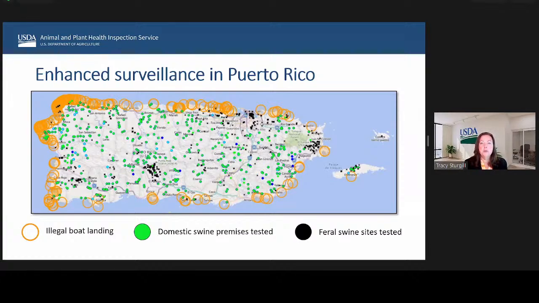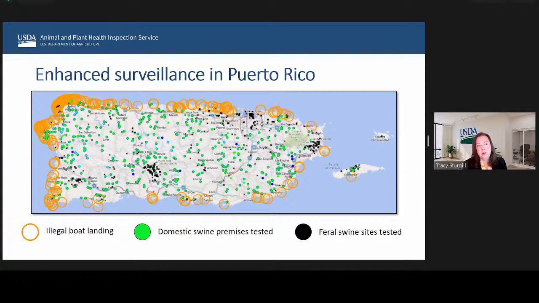The green circles represent swine premises that have had regulatory inspections and surveillance and have been confirmed negative. The black X represents sites where feral swine surveillance has occurred and animals have been confirmed negative for both African and classical swine fevers. And the clusters of black spots, those are feral swine sites that have been tested, and these align with locations that were previously identified as having the highest feral swine populations on the island.